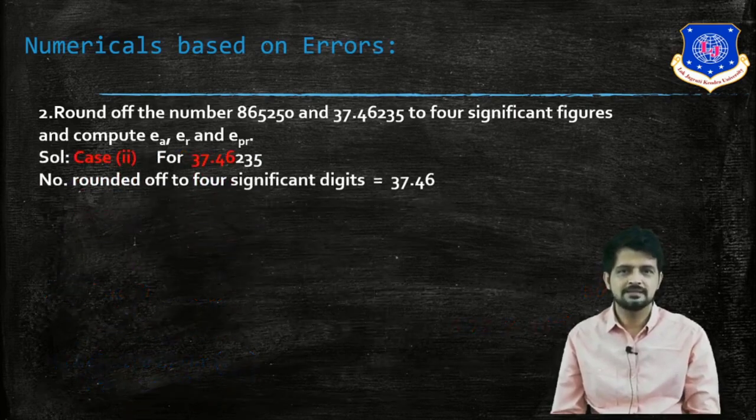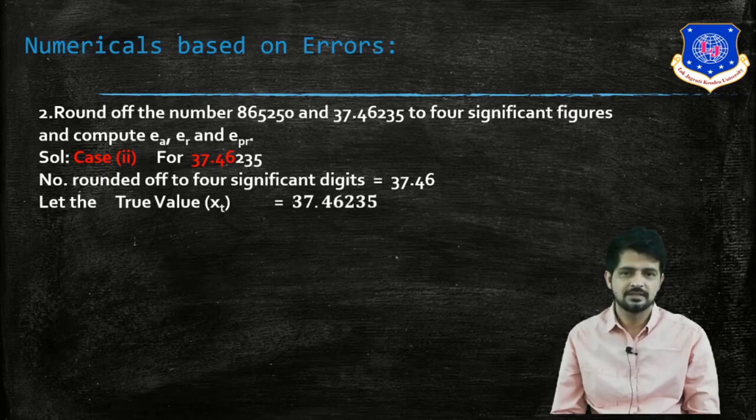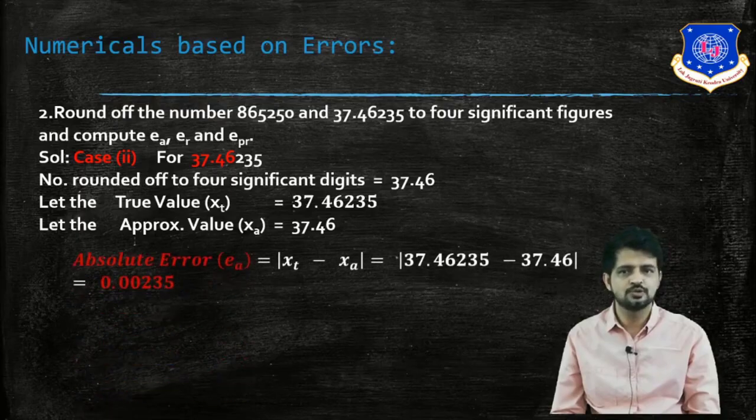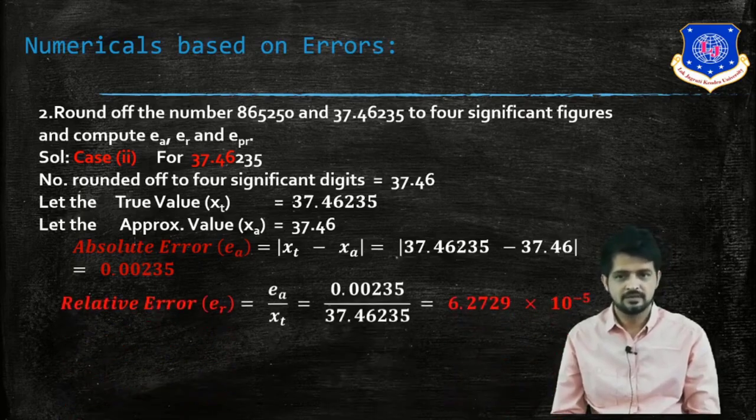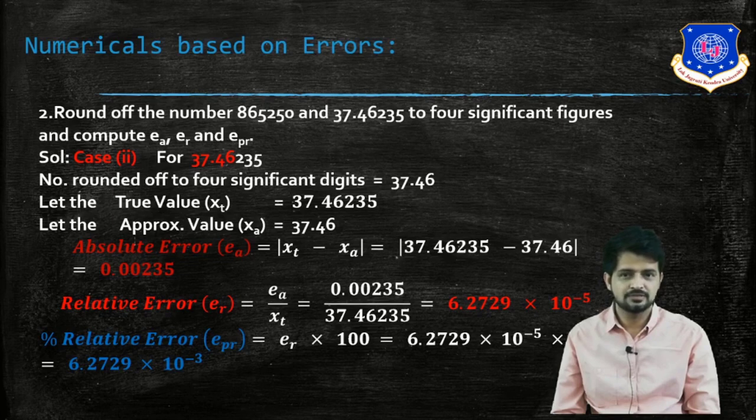The main thing is just how to do round off. Again, 4 significant digits means we have to consider only first 4 digits. So my approximate value will be 37.46 and the true value will be 37.46235. So XT and XA both are available. With the help of these two values you can easily find absolute error, relative error and relative percentage error. So this was about the numericals. You can solve these numericals by yourself.